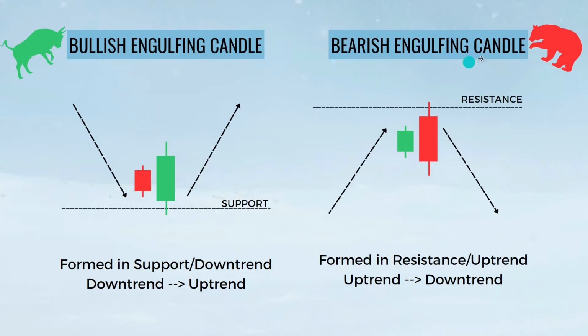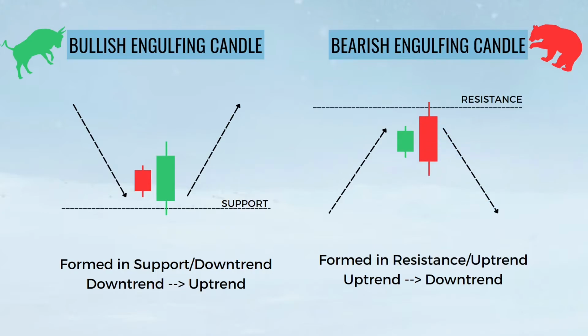Now the bearish engulfing candle: the market is in an uptrend, and this is the bullish candle, and the bearish candle has engulfed the previous bullish one. So what could happen next is that there is a possibility that the market can go downwards.